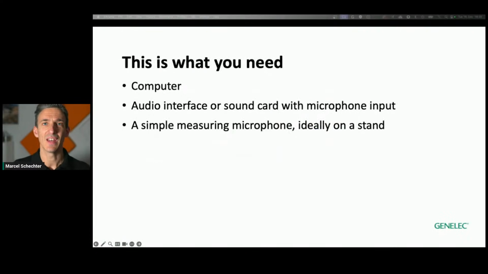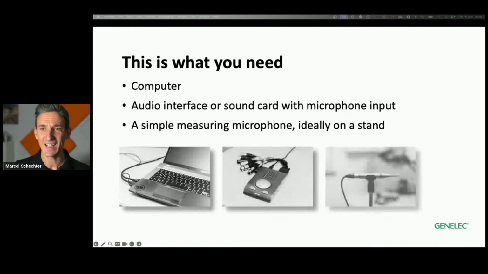And the only thing you then need in addition is a computer, an audio interface or a sound card which offers a microphone input, and then a simple measurement microphone, ideally on a stand. Yeah, this helps. And I really mean simple. We compared very expensive measurement microphones with inexpensive ones. And usually, as you will see later, we focus on the bass range, on the lower mids. And remember my room, it was plus 17 or plus 18 dBs too much. Even if it would be plus 17 or plus 16, it's not a huge difference.